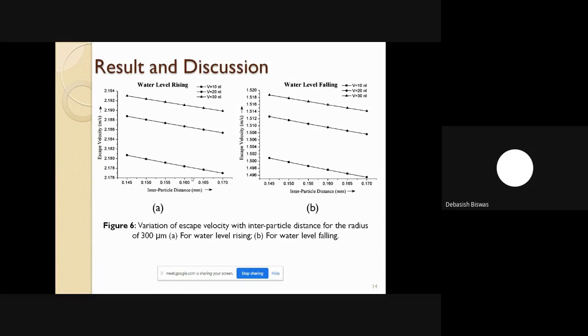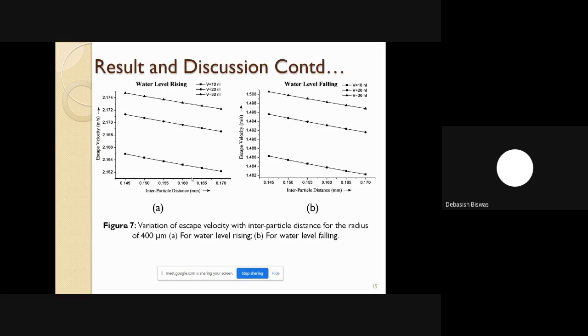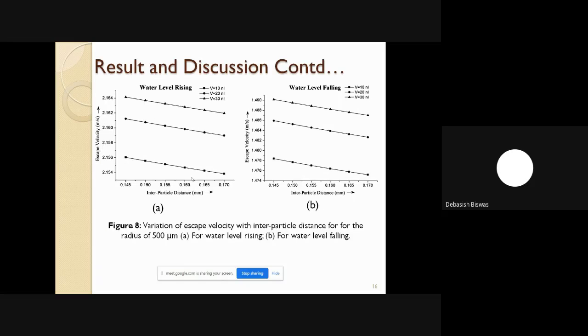All the figures clarify that as the intergranular distance increases, escape velocity goes down linearly. It has also been seen that as the size of the grains increases, escape velocity falls. If we see this and this, here we have done it for 400 radius, and this one is for 500 radius. From this, we can easily see that as we increase the radius, the size of the particle, escape velocity falls down. For any size of the particle, as the entrapped volume of liquid increases from 10 nanoliter to 30 nanoliter, escape velocity increases continuously.